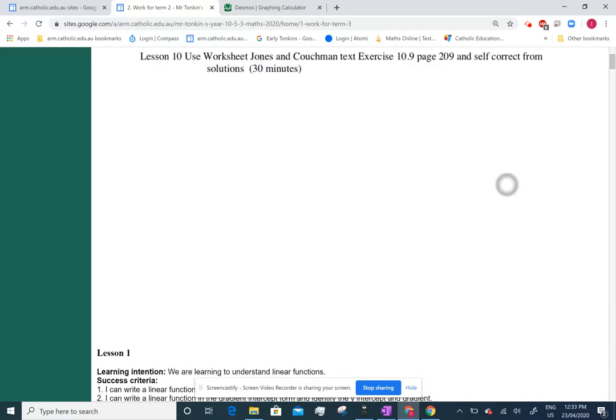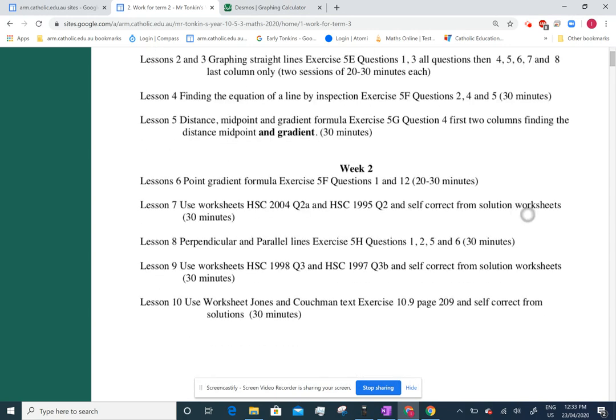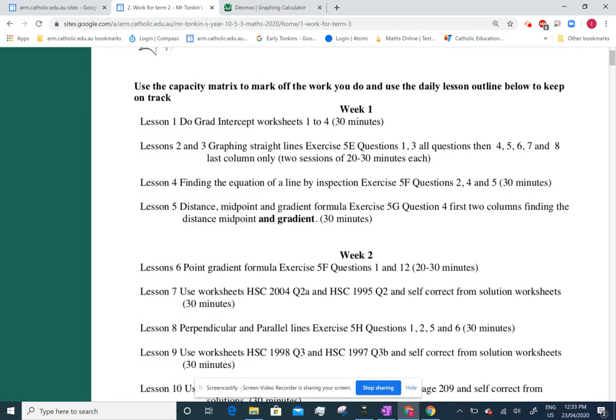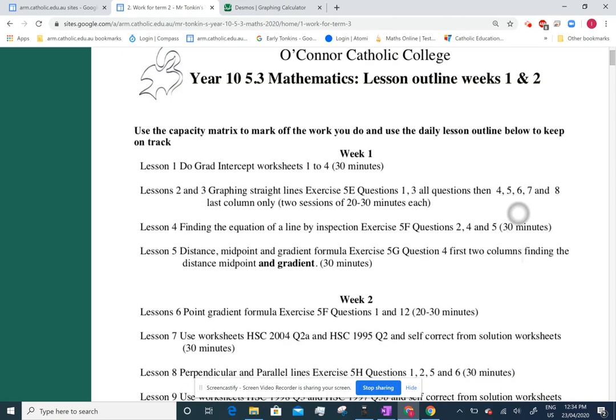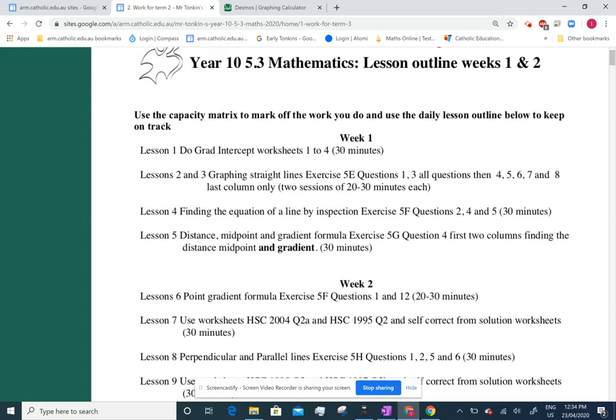All you have to worry about is each week I'll put this up and you can have a look at it each week. So the first bit is actually gradient intercept worksheets, but I want to do an introductory video into how we can graph straight lines because this whole thing is about linear expression. So we're going to go to the textbook and we're going to do some of the questions from the second lesson, which is exercise 5E question 7, but I'm going to do them via plotting points.